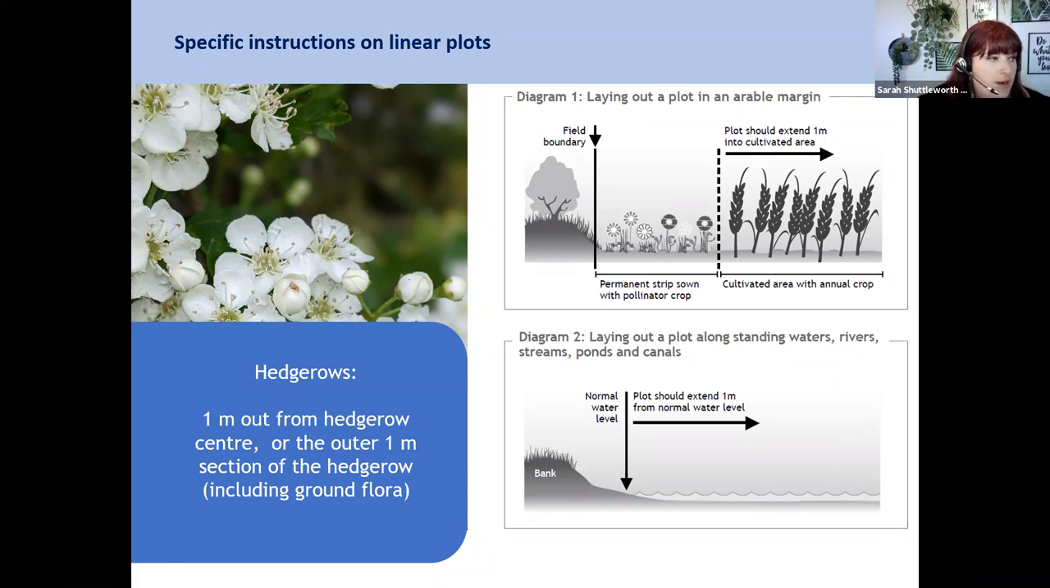And as you can see from the diagram on here, it's the naturally occurring field margin we're interested in, so not the sown areas that are there for bird food or wildflowers, for example. That's why it tells you to go into the crop itself for a metre, because if there are rare arable plants, for example, they'll be clinging onto the edge where the crop density is lowest, rather than the strip that's been deliberately planted. And again, here for the water features, you can see that they want you to record from the water line in for a meter. So you're recording some of the marginal plants, but also some of the actual true aquatic species as well.